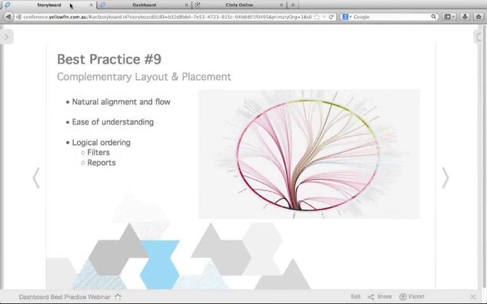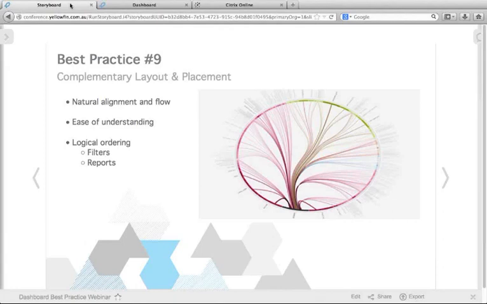Now, in terms of layout and placement, there should be a logical and natural flow to the dashboard. And this will help guide the user experience. Not only should you group common reports, but also group common filters and order from the most to the least significant. So your most critical dashboards should be placed at the top, with your least critical dashboards placed below.